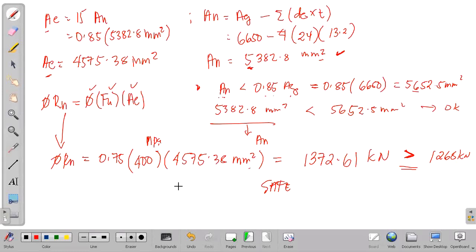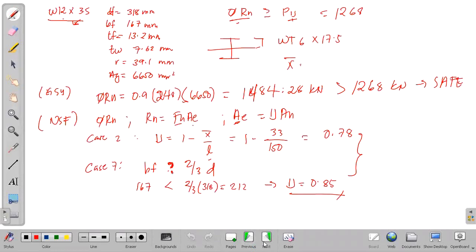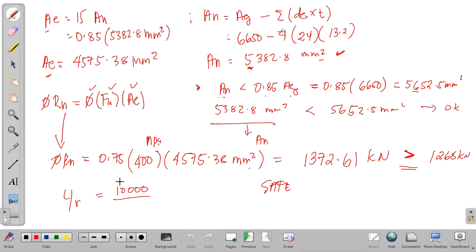Okay. So, our W12 by 35 section is safe in both yielding and rupture. Okay. So, we also have to check yung slenderness ratio natin, yung L over R. So, L, 10,000. Ang R natin, W12 by 35, have an R of, ilan ba yung R natin? 39.1. So, ilan ito? 10,000 over 39.1, 255.75. Okay? So, yung slenderness ratio natin, L over R, is less than 300. Ito yung limit natin for tension member, 300. So, okay siya sa slenderness ratio.